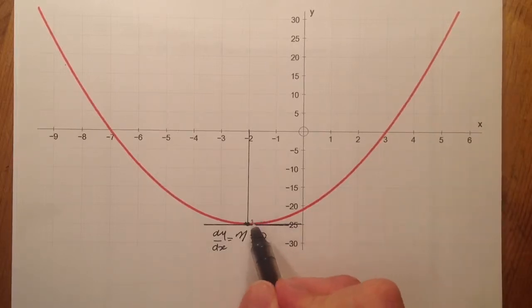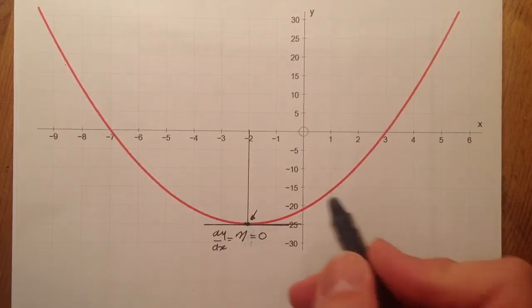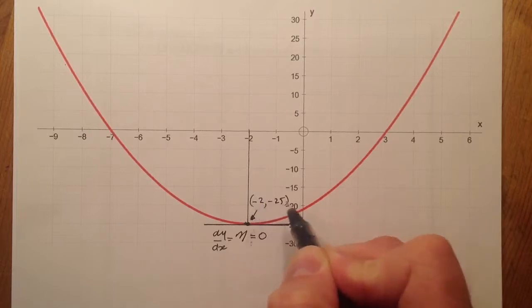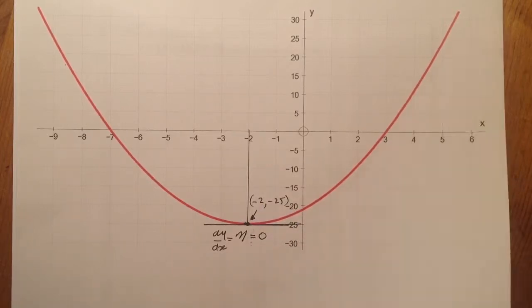So I'd be looking here to try and find this point, which looks like (-2, -25). So that's really what I'm after. Okay.